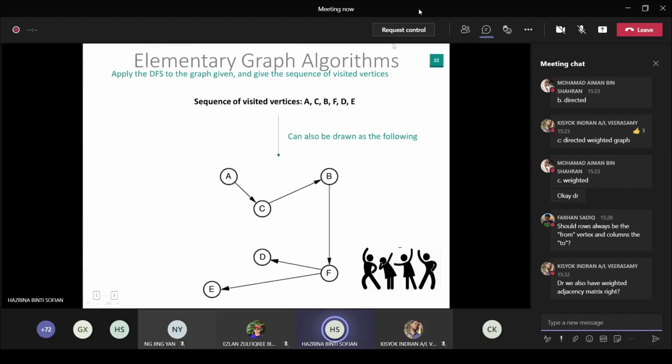So this sequence can also be drawn as the following. At first you travel from A, then go to country C, B, F, and then go to D. And then from D, you only need to go to E. This is the last result.